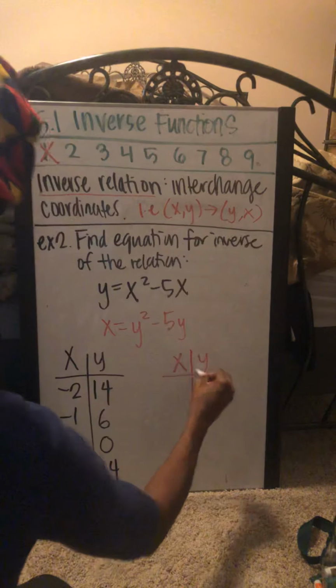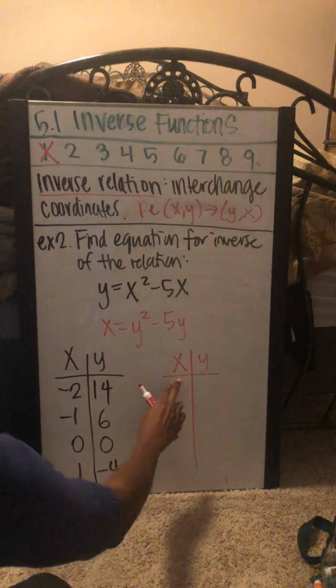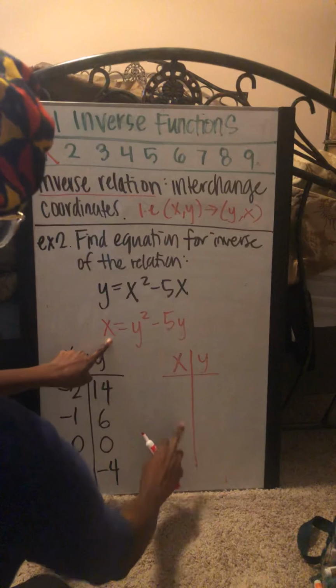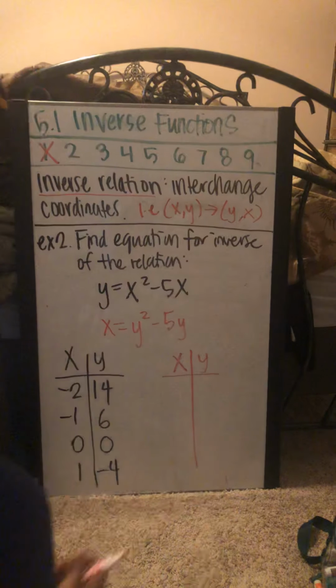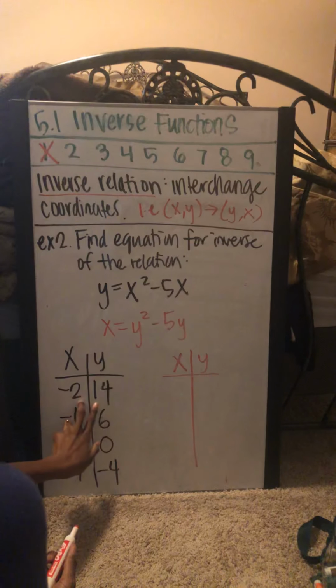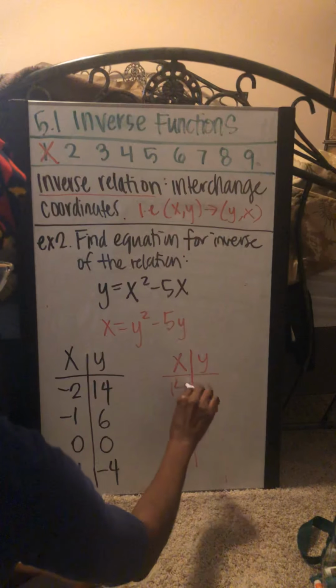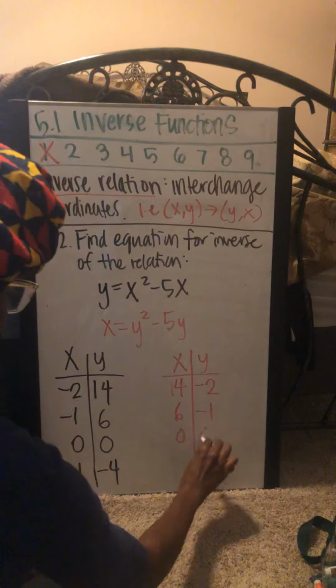Okay, and now we need to make a t-chart for our inverse. So we have our x and our y. We could do the exact same thing, except you don't want to choose numbers for x, because it'd be harder here, since now you have to solve for y. So it'd be best to pick random numbers for our y. The cool thing is we know that inverses are when the x and the y coordinates have interchanged. So instead of -2, 14, we know it's going to be 14, -2, 6, -1, and 0, 0.